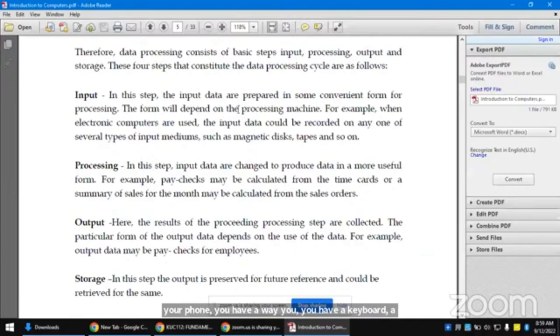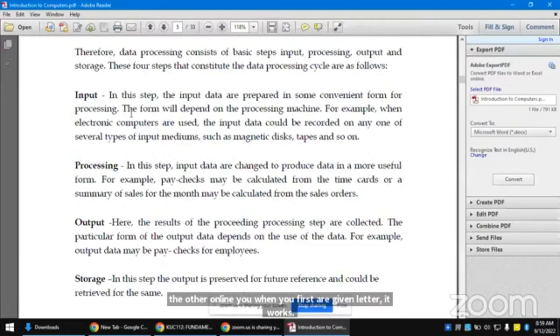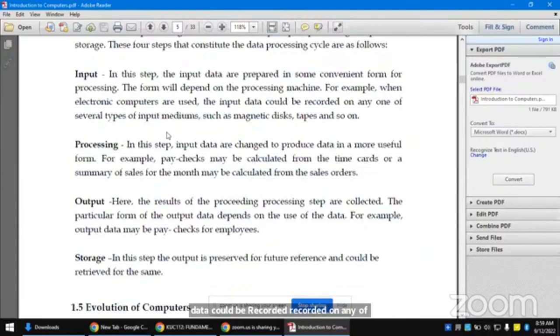But in computers, we have the keyboards. You can see them and touch them. But mostly in your phones, you use what you call virtual keyboards. When you press a given letter, it works. So the form will depend on the processing machine. For example, when electronic computers are used, the input data could be recorded on any of several types of input media, such as magnetic disk, tapes and so on.